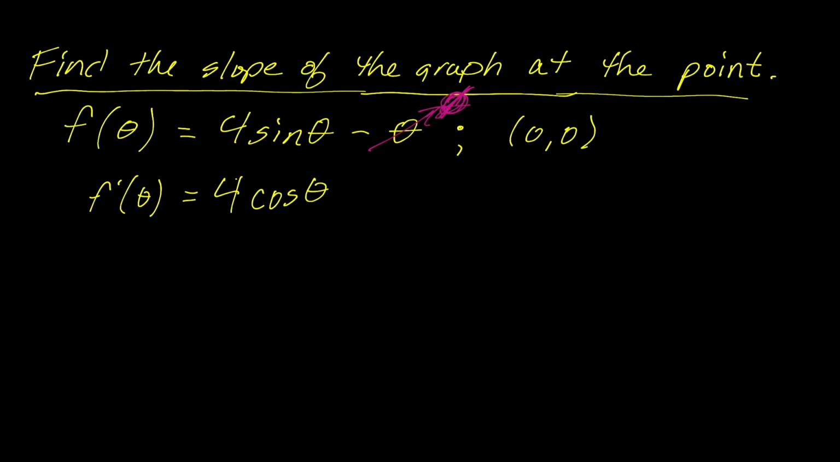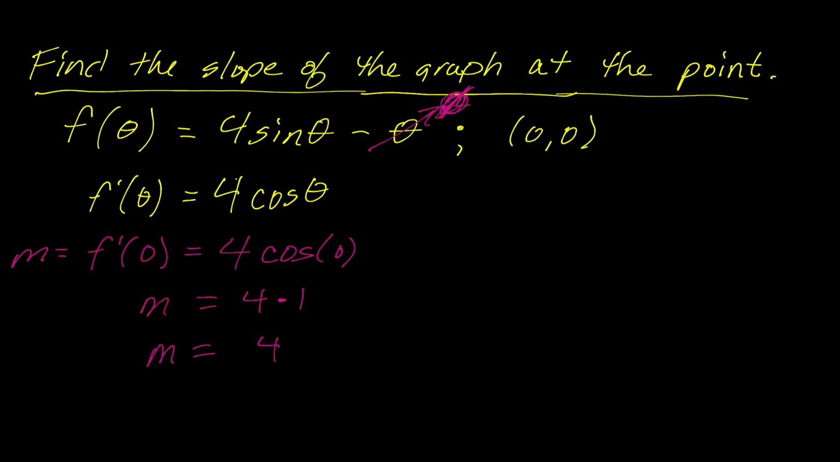So now I'm going to take this point that's given. This is theta and f of theta. So theta is 0. So we're going to find f prime of 0. Well, that equals 4 times the cosine of 0. And the cosine of 0, we learned in pre-calc, is 1. So this is just 4 times 1, or plain old 4. So the slope, remember, the derivative is a slope. So the slope of this curve at this point is 4. And that's what that tells us.